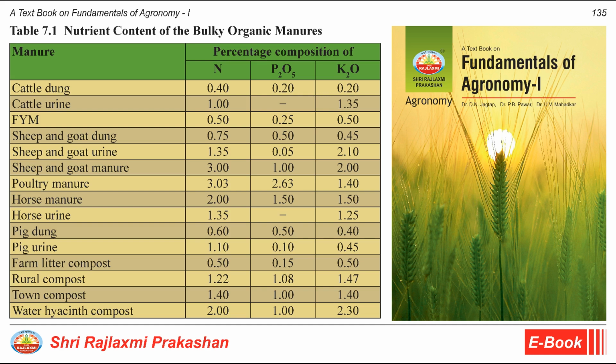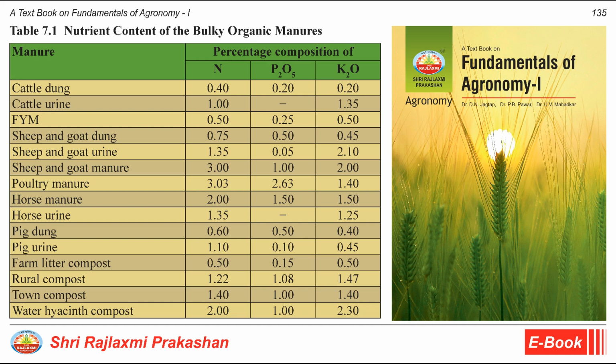Percentage composition of N 0.75%, P2O5 0.50%, K2O 0.45%. Manure number 5, sheep and goat urine. Percentage composition of N 1.35%, P2O5 0.05%, K2O 2.10%. Manure number 6, sheep and goat manure.